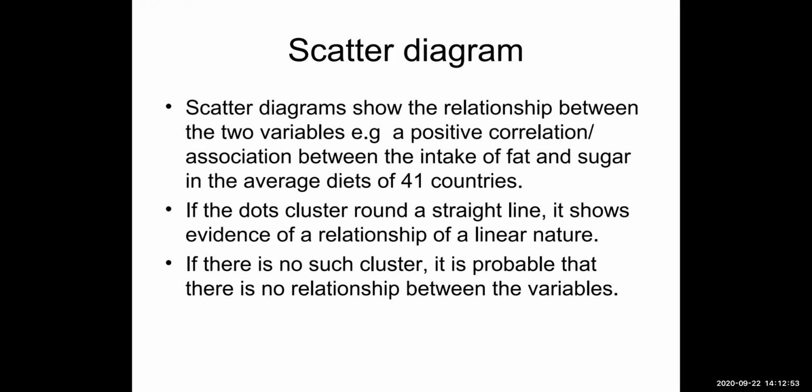Next we have the scatter diagram. Scatter diagrams show the relationship between two variables. Example: positive correlation or association between the intake of fat and sugar in the average diet of 41 countries. If the dots cluster around a straight line, it shows evidence of a relationship of a linear nature. If there is no such cluster, it is probable that there is no relationship between the two variables.